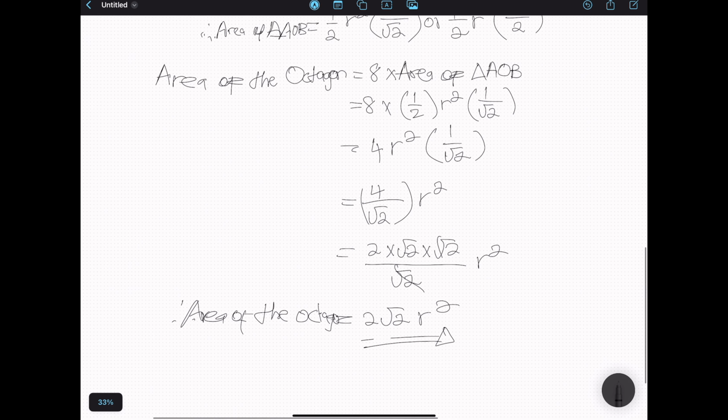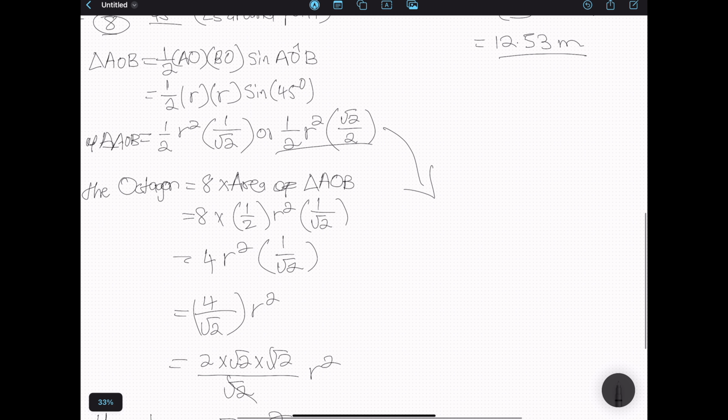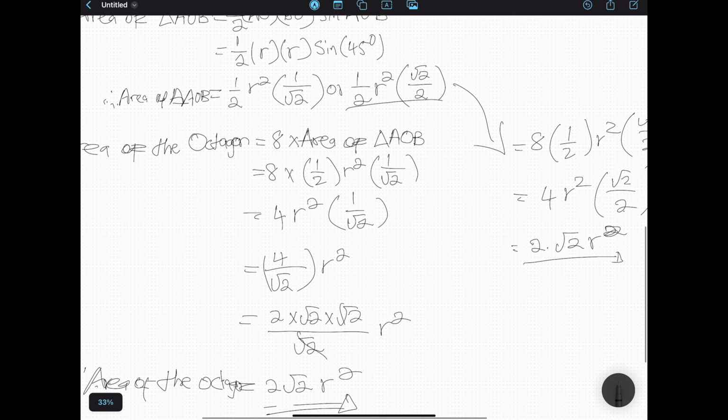So if you got this, obviously you're going to do the same thing. If we come here, then you say it is equal to 8 into 1 over 2 r squared, square root of 2 over 2. This is just going to be 4 r squared into the square root of 2 over 2. Then this obviously cancels out. The 2 into this is going to be 2 into the square root of 2 r squared. This one was straightforward. So as you can see, we got the answer for this question.